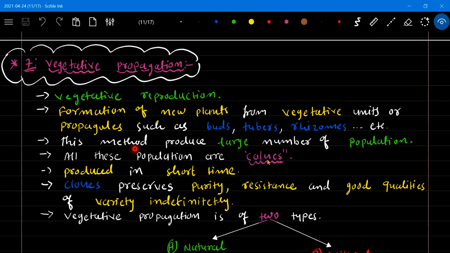Okay, so this method produces a large population of the plant. From a single small piece of the plant, you will have a large number of plants. So many different plants can be produced through this. All these populations are also called clones, because this vegetative propagation, this vegetative reproduction, is also asexual reproduction, and that is the reason they are called clones. Now moving forward.